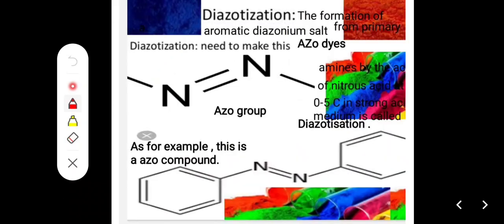Diazotization is the formation of aromatic diazonium salt from a primary aromatic amine. Diazotization needs the amine plus NaNO2 plus HCl, that is nitrous acid, at 0 to 5 degrees centigrade temperature, which is very important, and acidic media. The diazotization can be performed in the laboratory, and this can be produced only at 0 to 5 degrees centigrade and in acidic media.